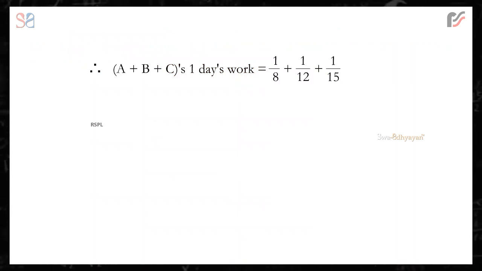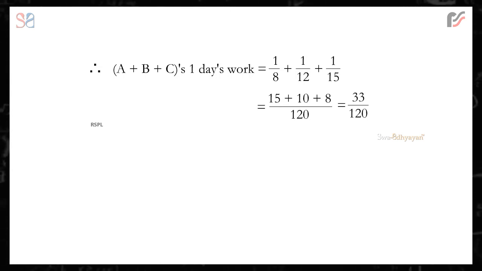Therefore, A plus B plus C's 1 day's work is equal to 1 upon 8 plus 1 upon 12 plus 1 upon 15 is equal to (15 plus 10 plus 8) upon 120.